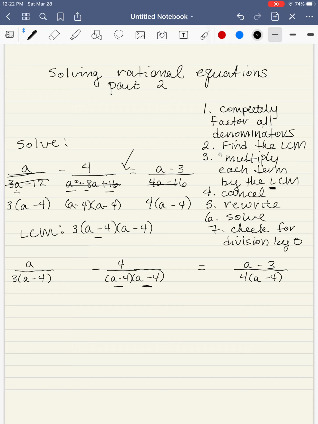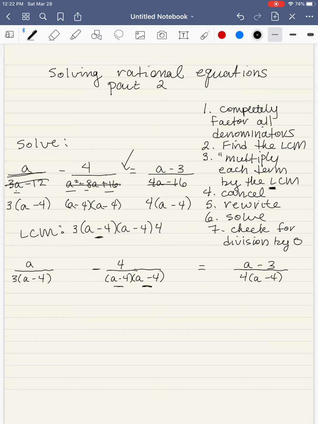Then I look at my third term. I have a 4. I look back at my LCM. I do not have a 4. So I'm going to include 4 on my list. A minus 4, I already have an a minus 4, so I don't need that one. So my LCM is going to be 3 times a minus 4 times a minus 4 times 4. And you can move the 4 over in front with the 3 if you wish. I wouldn't actually multiply that out and get 12 because it's easier to see if they're still separate. But you can leave them just the way they are.